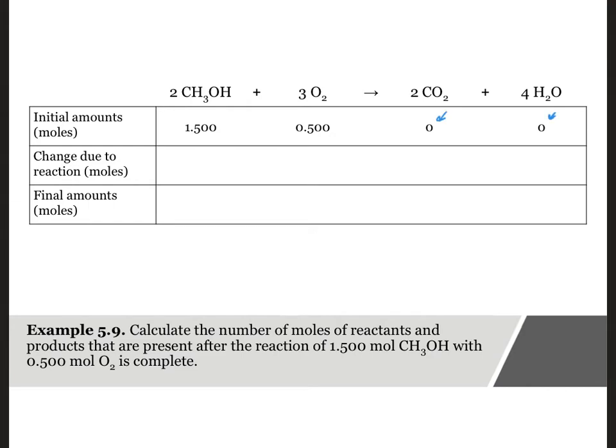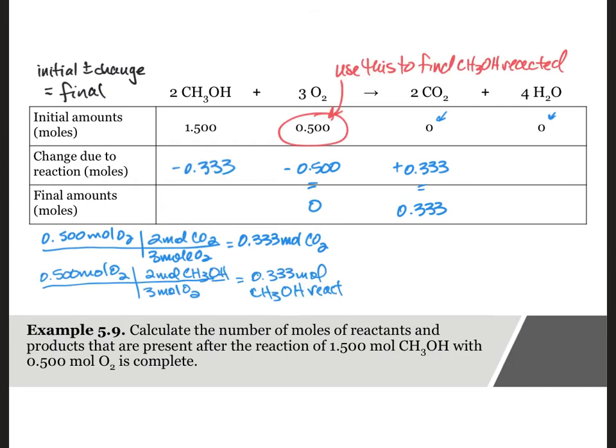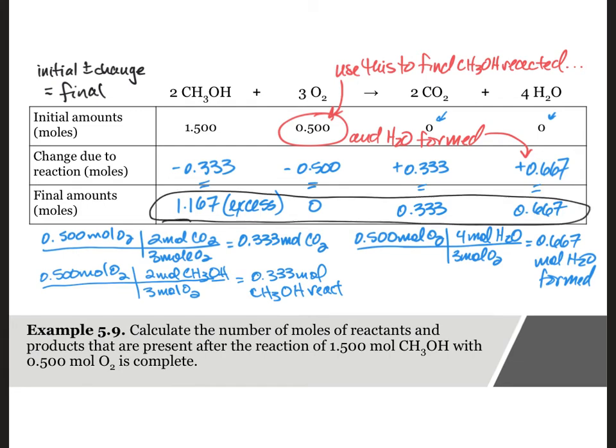From our previous examples, we already know that O2 is the limiting reactant. So it will be all used up, and that 0.333 moles of CO2 are produced. We can finish out this problem by calculating the moles of methanol reacted and the amount of water formed. Once we subtract the changes from the reaction from the reactant side and add them to the product side, we get our final amounts.